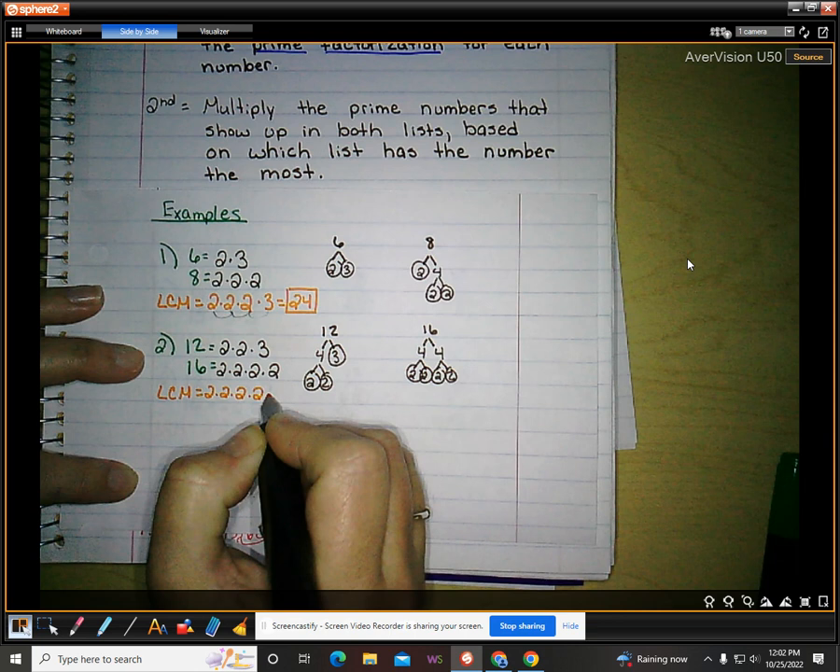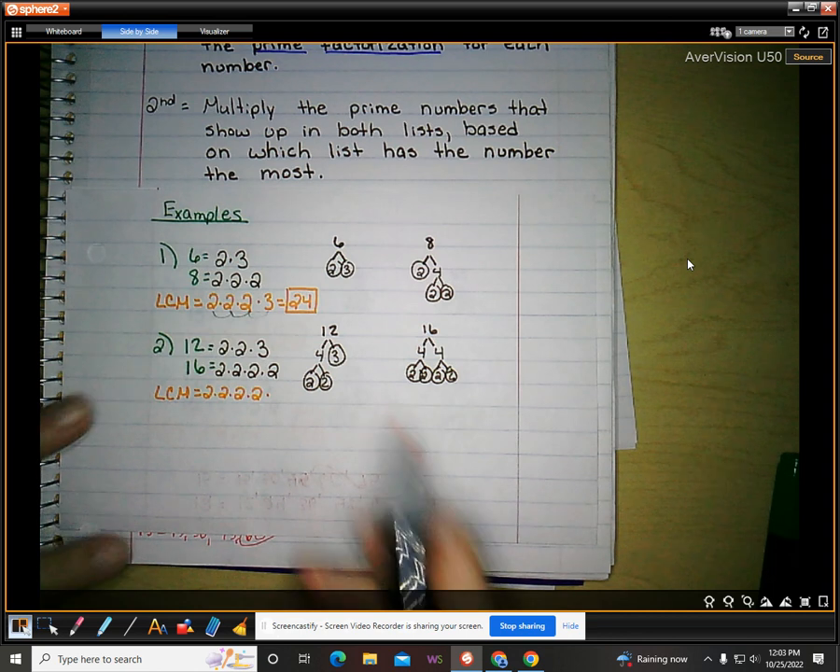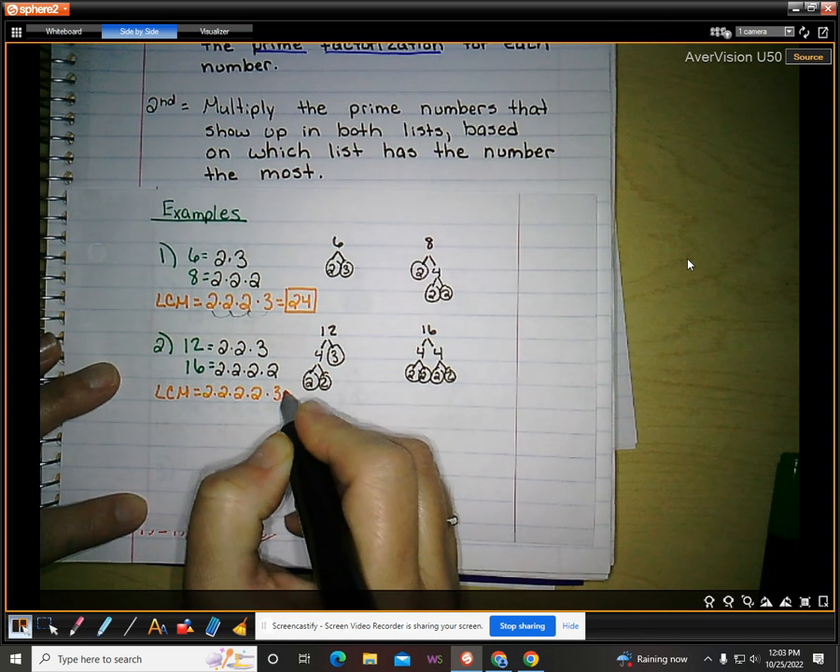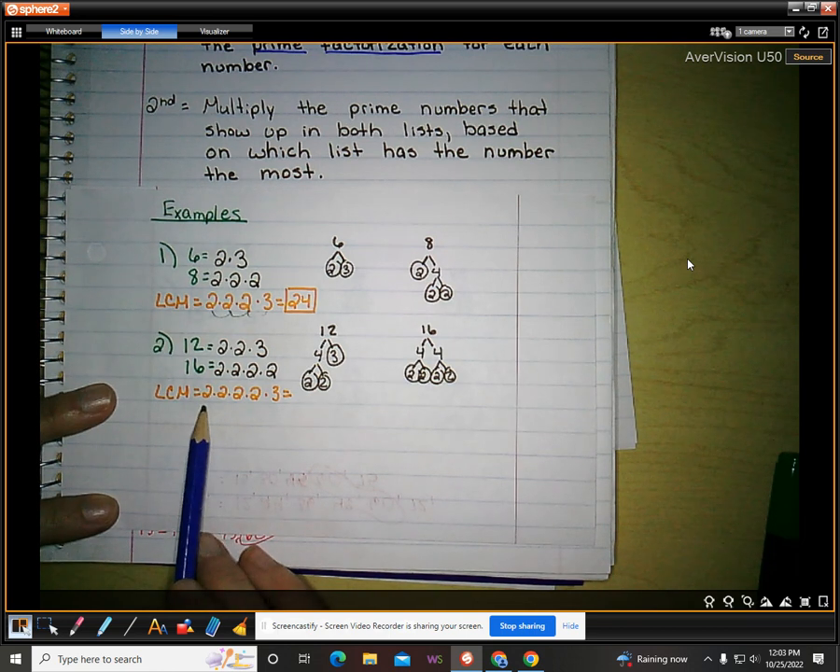And which row has the most 3's? Again, it's not a trick question. John? And how many does it have? Just one, so you have to use it. Okay? Then to find the LCM, you're just multiplying all of these numbers.